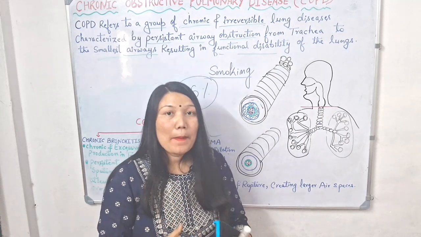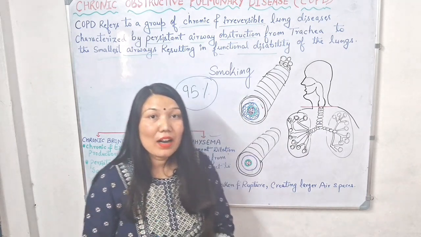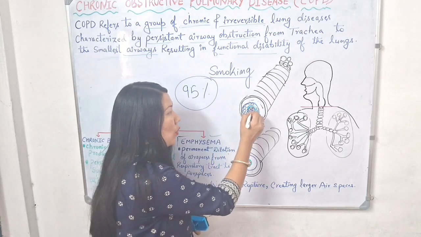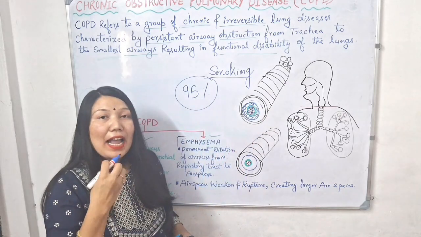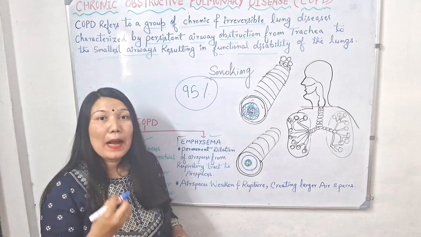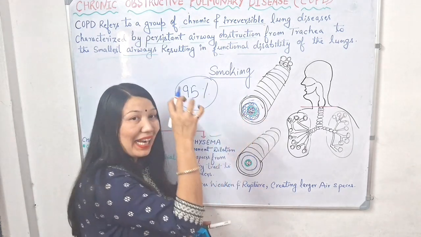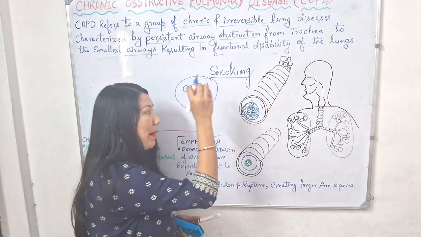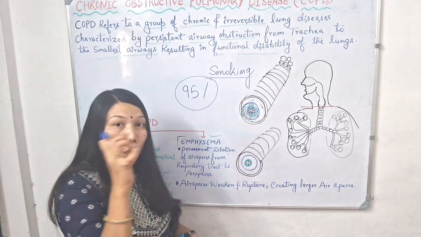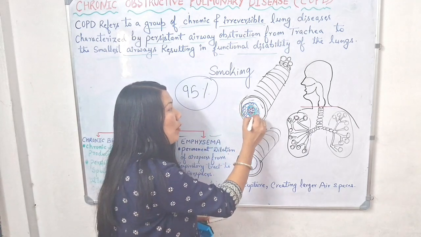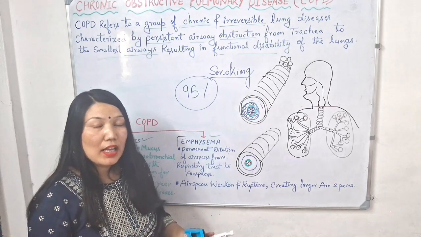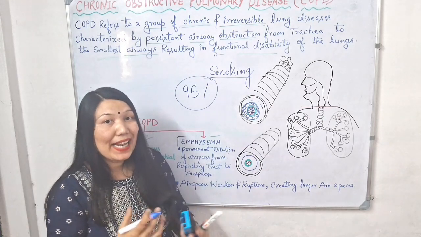H1 influenza bacteria will be present here and will attack here. So there is also a bacterial infection. There is over-production of mucus in this lumen, and that is called chronic bronchiectasis.